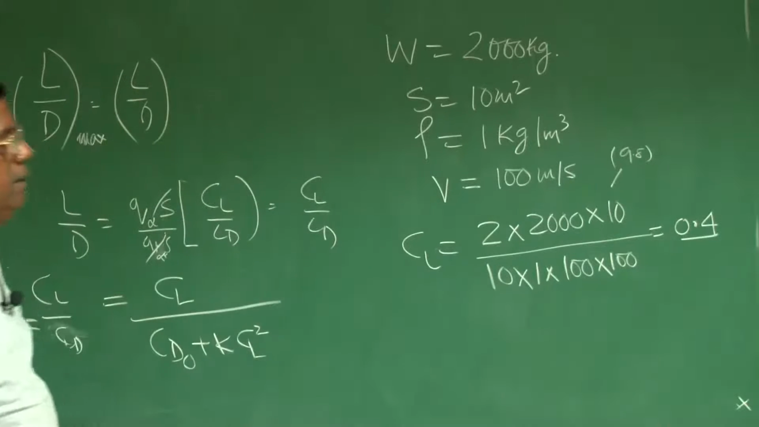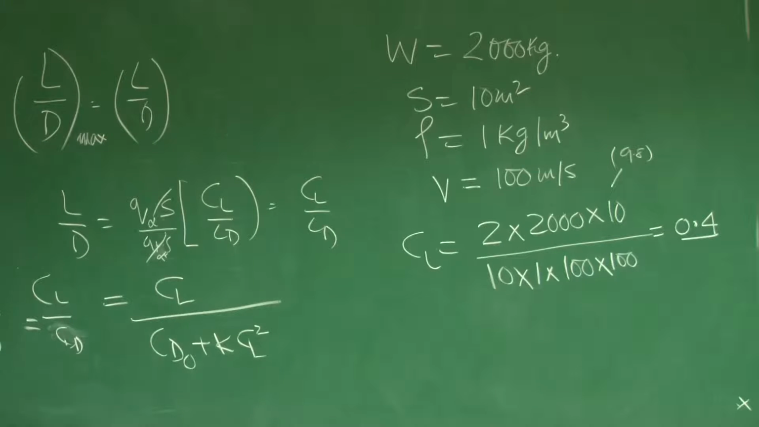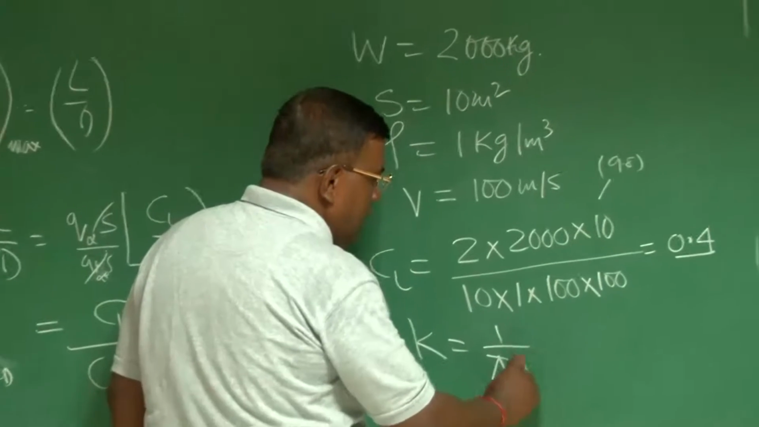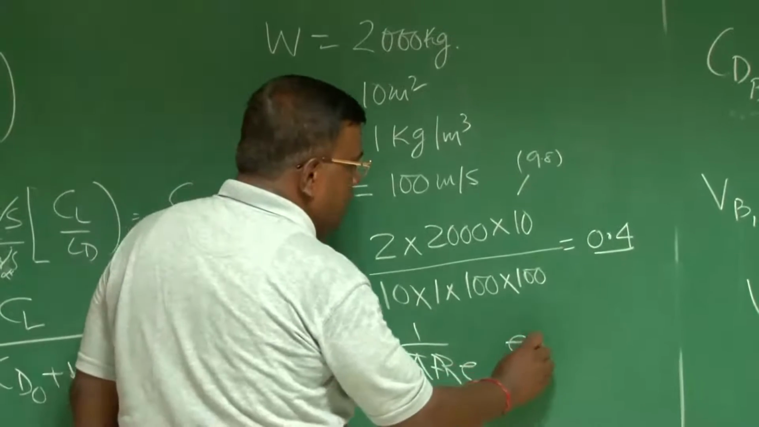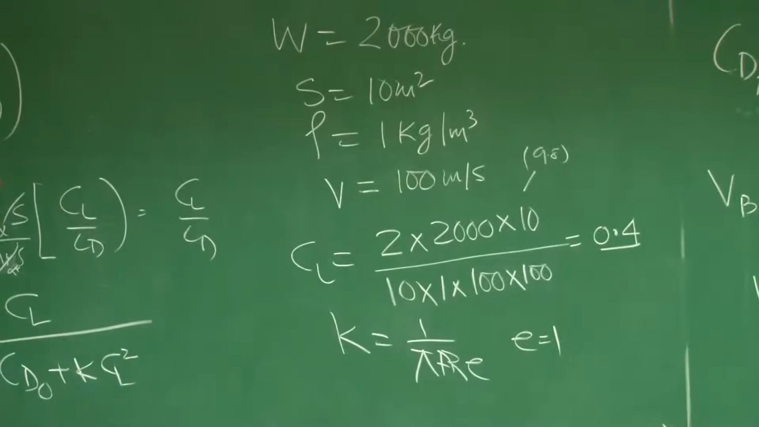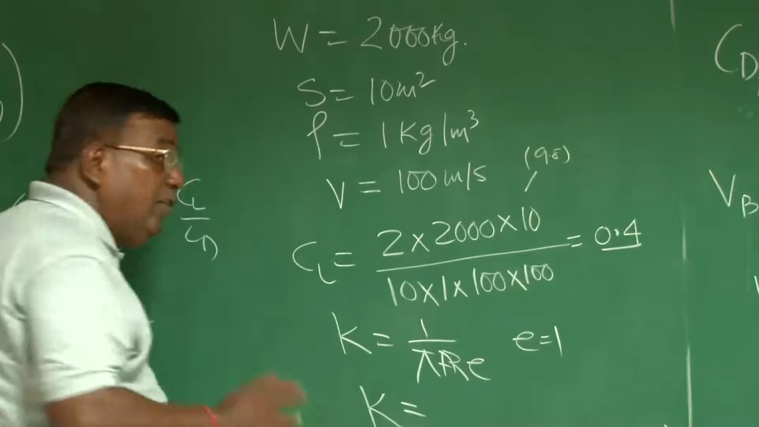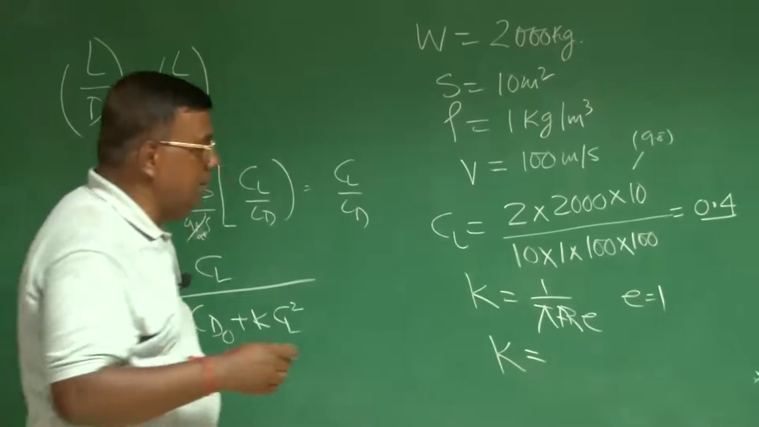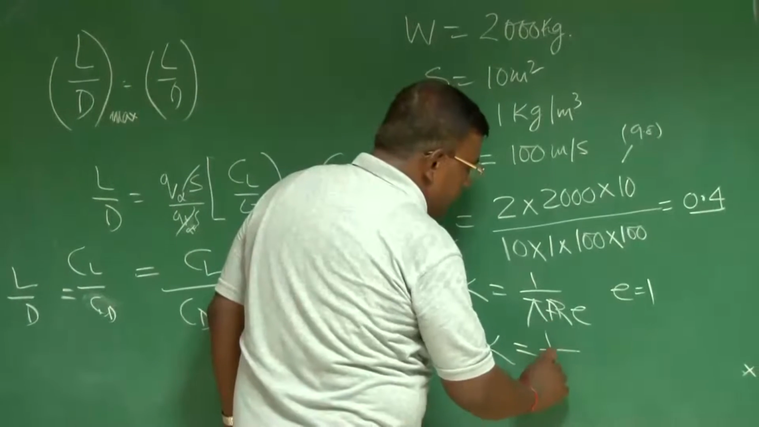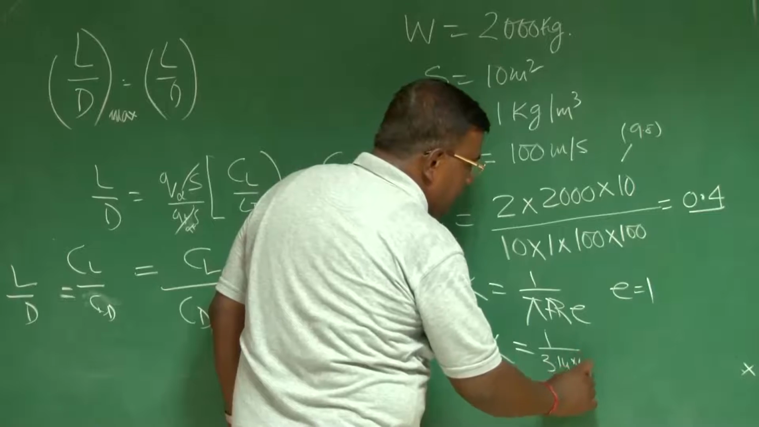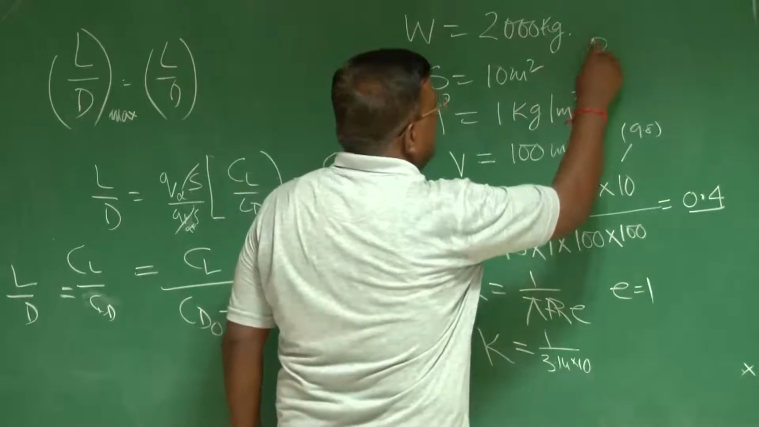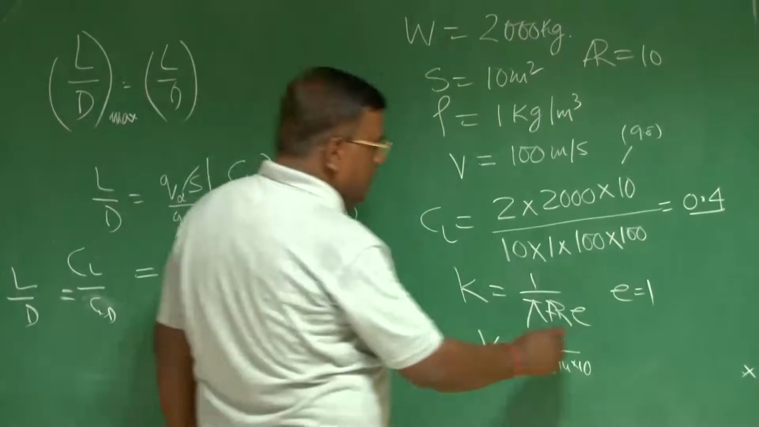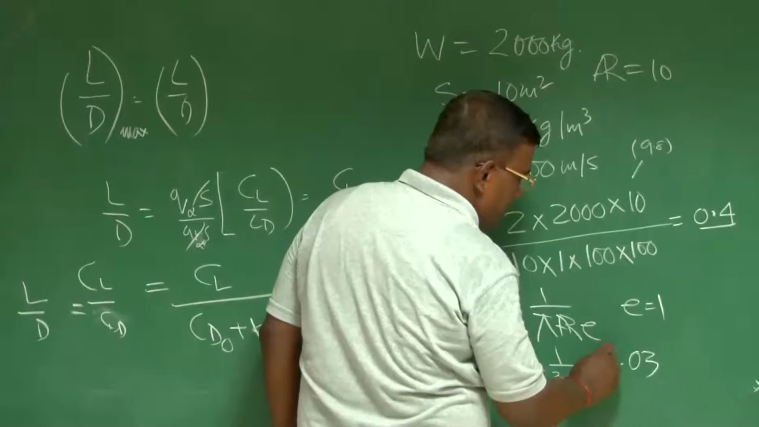The moment you get CL equal to 0.4, I want to see what will be the value of K, which is 1 by pi, aspect ratio, E, and I take E equal to 1. So roughly how much is the K value? I am taking a rough value because that is how a designer should work, to get a feel for the number. This is 1 by pi, that is 3.14, into aspect ratio 10. Let's say I have taken aspect ratio 10. So K is how much? It is 0.03 roughly.